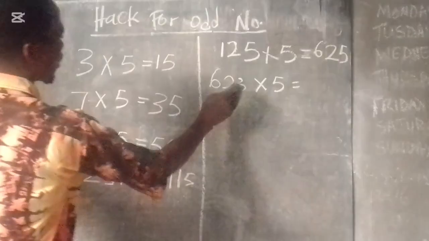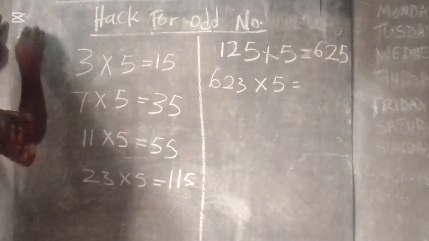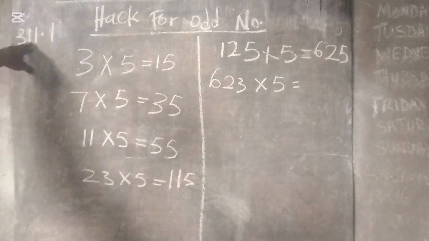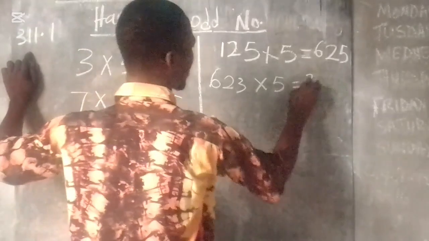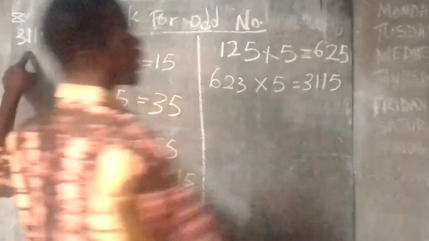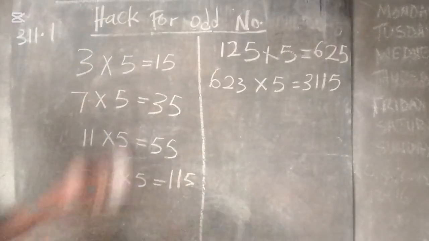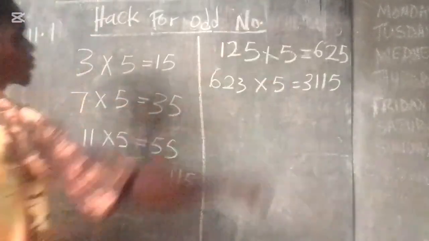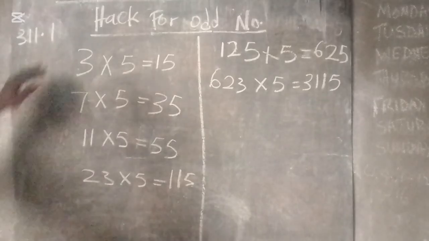Let's look for the half of 623. That is 311.1. I'll write down my 311. I'll add my 5. Write down the half and add 5. So my answer is now 3,115. That is my answer.